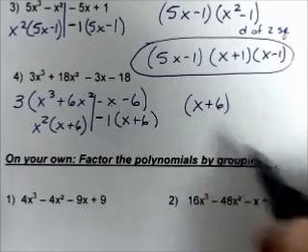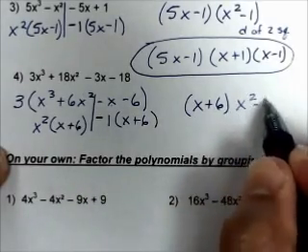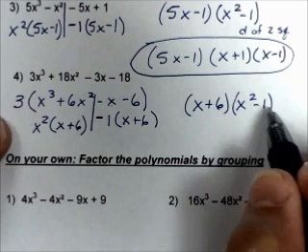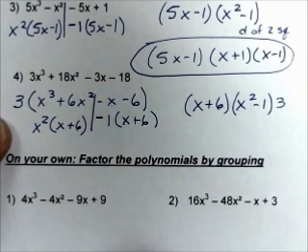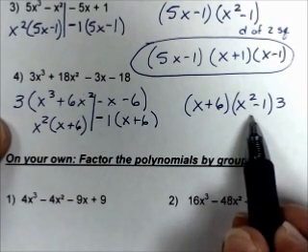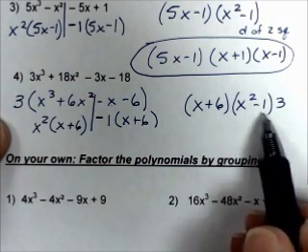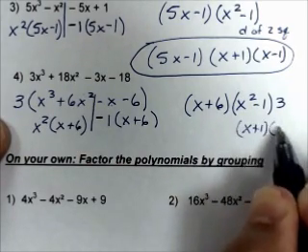So x plus 6 is one factor. What's left outside, the x squared minus 1, is another factor. And our greatest common factor, 3. Don't forget about that. Recognize this as being a difference of 2 perfect squares again. So that's going to factor into x plus 1 times x minus 1.